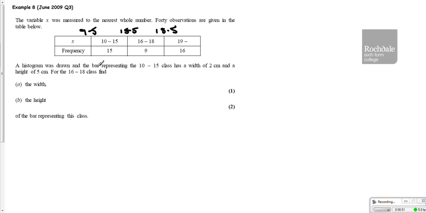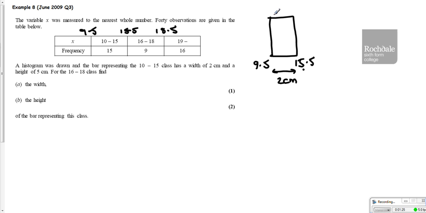A histogram has apparently been drawn, and the bar representing the 10 to 15 class has a width of 2 and a height of 5. Now let's have a think about that. I'm going to draw a little picture. Imagine this is 10 to 15, the bar representing 10 to 15. The actual boundaries, like we've just said, are 9.5 and 15.5. And so the actual width here is 6 units, and that's represented by 2 centimetres.